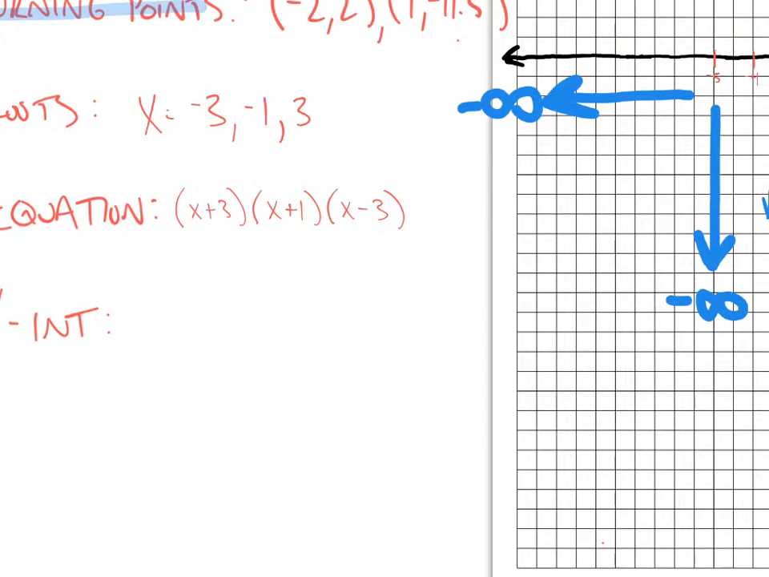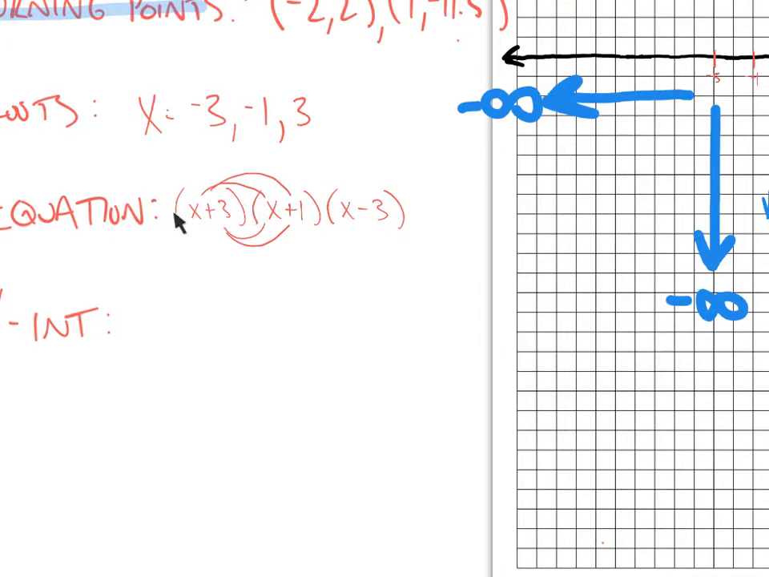So this is everybody's nightmare. Lots of multiplication. It's not hard. It's just time consuming. So you're going to multiply the first two factors, and then you're going to get what you get there and multiply that by the third factor. Don't try to do it all at once.